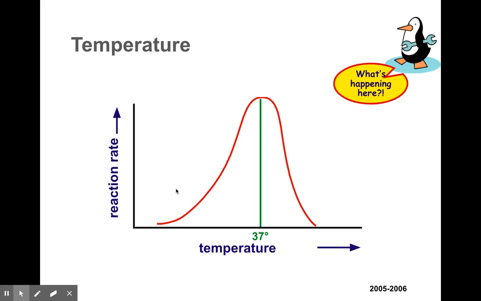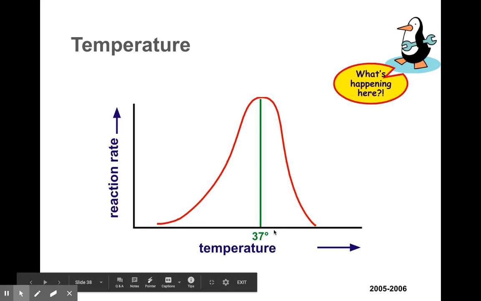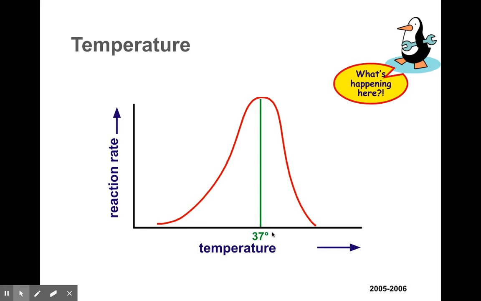Temperature. Now notice here with temperature. When I increase the temperature, I increase the rate of the reaction until I hit this top part, which is called the optimum rate. Once I hit the optimum rate, now notice that my reaction rate starts to decrease. 37 degrees Celsius is our body's optimum rate at which it functions.